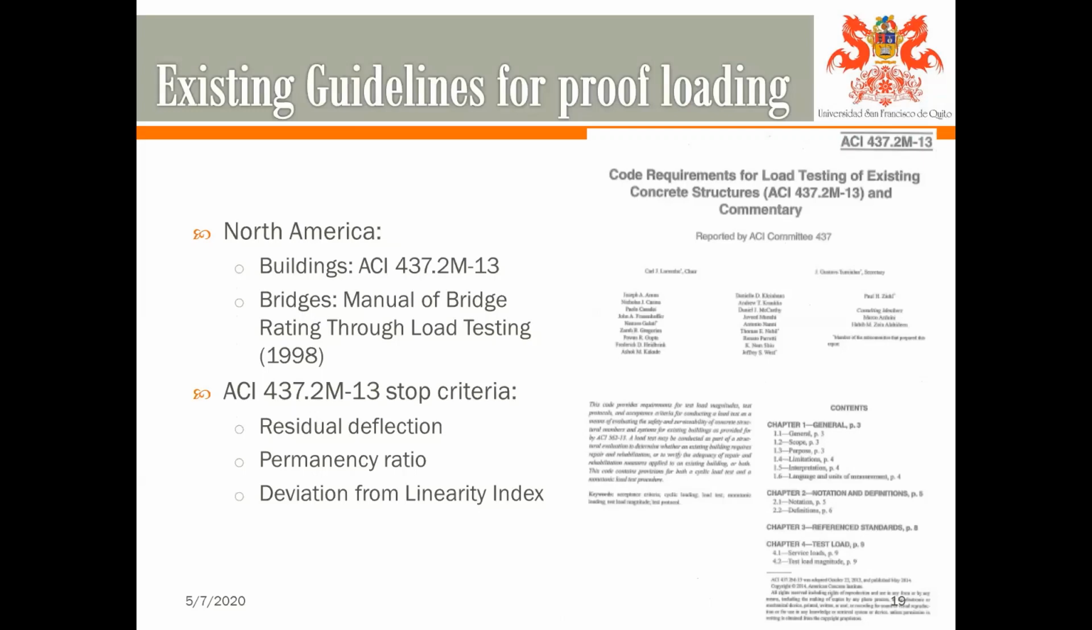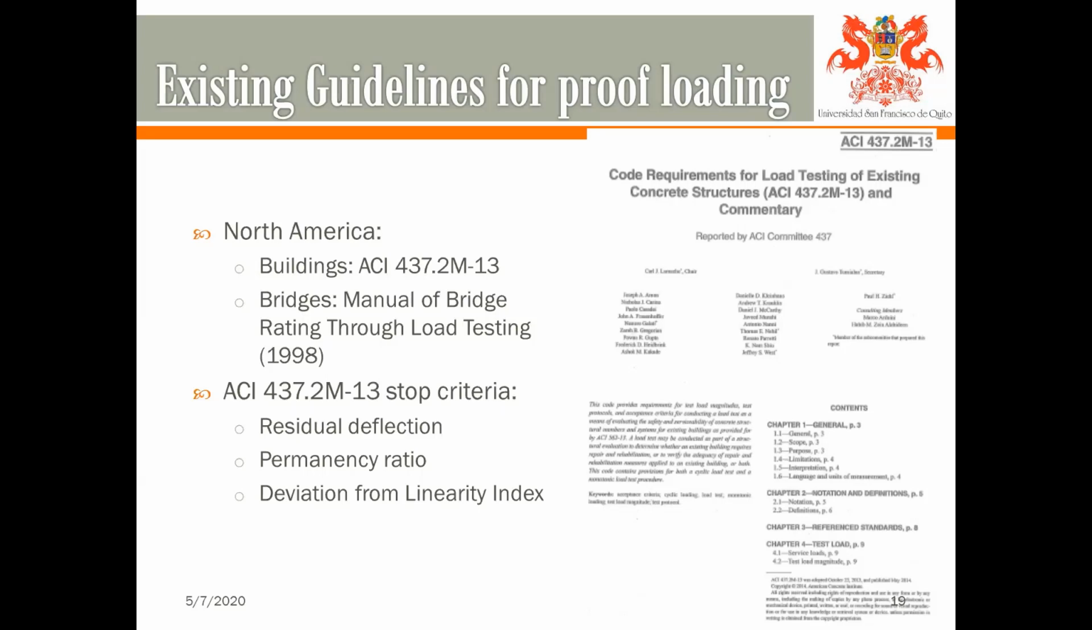In North America, as I mentioned before, there's the code ACI 437, which is 437.2 from 2013, which you can see in the screenshot here, and that uses acceptance criteria. It doesn't use stop criteria, but acceptance criteria. So the idea of stop criteria is that they really function as thresholds, whereas acceptance criteria are typically checked after the load test to see if the behavior has been acceptable. So there's a difference in concept there.